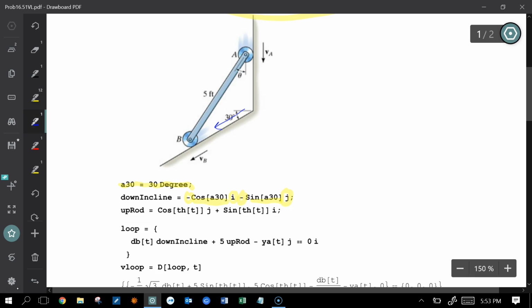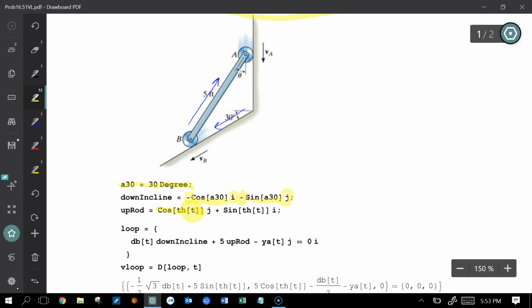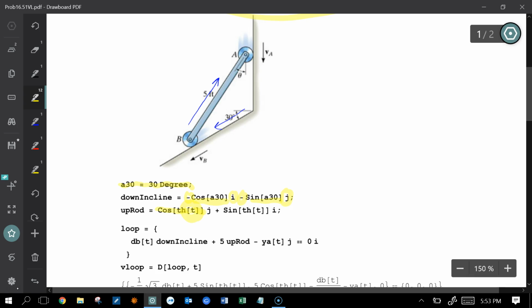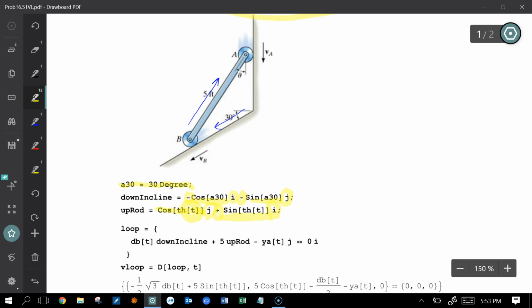Up the rod is going to be a vector that points up the rod. Up the rod is cosine of theta, right? And notice I'm making sure that Mathematica knows that TH, which is theta, is a function of time. So I put in that bracket t. So it's going up, positive j. It's also going to the right, positive i, and it's going to go a distance of sine theta. Remember, keep it variable so that it'll take a derivative.